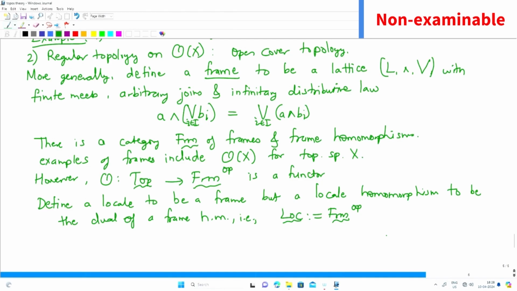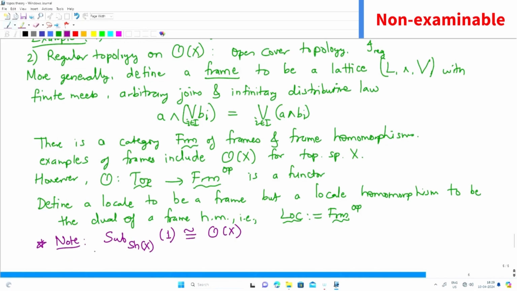With respect to the regular topology, the open cover topology, let me call it J reg, you can recover your original OX. I just want to give you some interesting bit. It's a remark that if I work in the category of sheaves over X and I take the terminal object in that category, that will return OX.